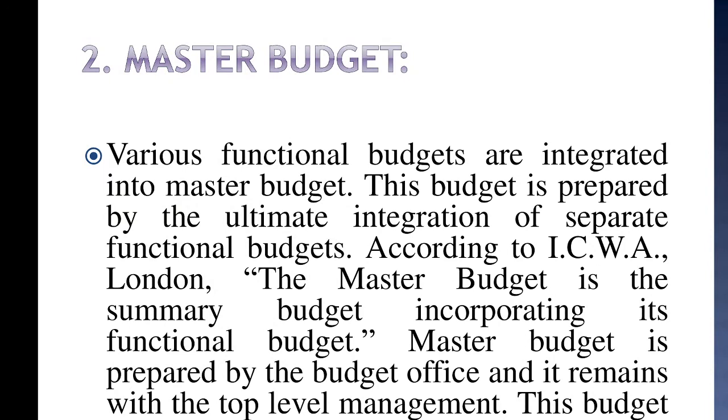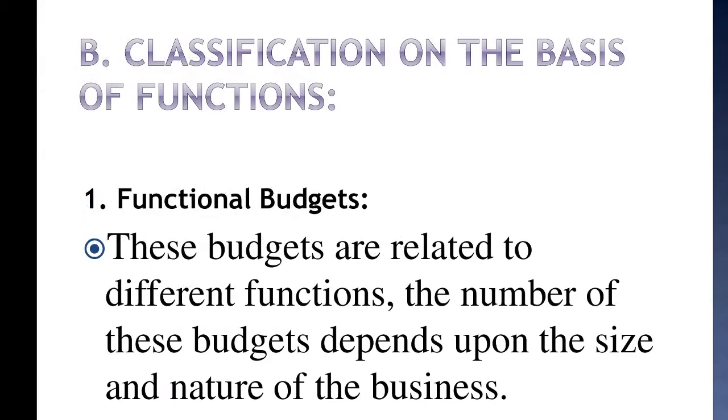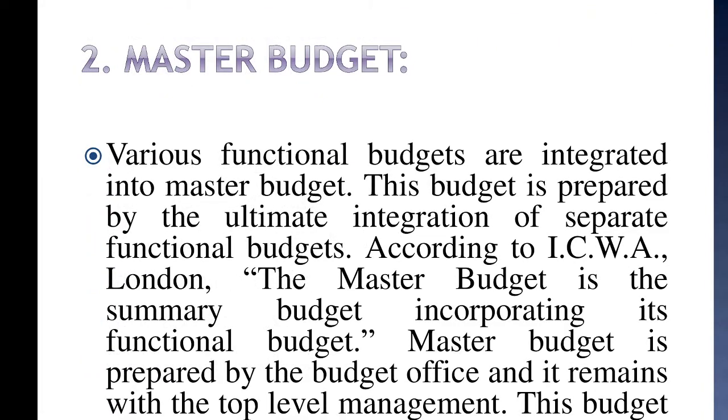Then comes the master budget. So the master budget: previously we have seen functional budgets. The functional budgets will be integrated and that will be called the master budget for the entire organization. So this budget is prepared by the ultimate integration of separate functional budgets.